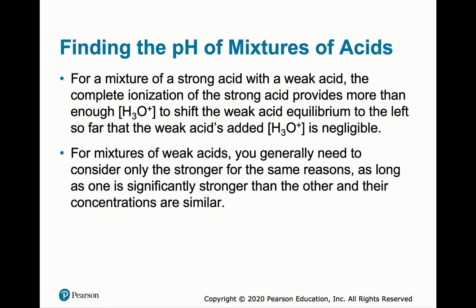So, find the pH of mixtures of acids. For a strong acid and a weak acid, the strong acid completely breaks apart, and oftentimes the weak acid is negligible, with the exception of sulfuric acid. Sulfuric acid actually has a pretty strong weak acid, so that's a little more difficult. Generally speaking, you just need to consider the stronger acid, and this also works for polyprotics, with the exception, of course, of sulfuric. So that one's a little more difficult.